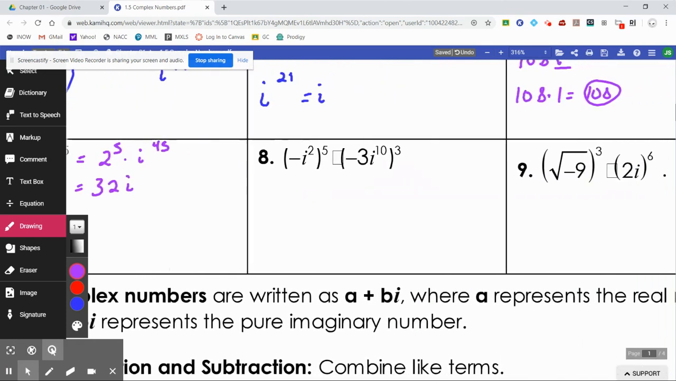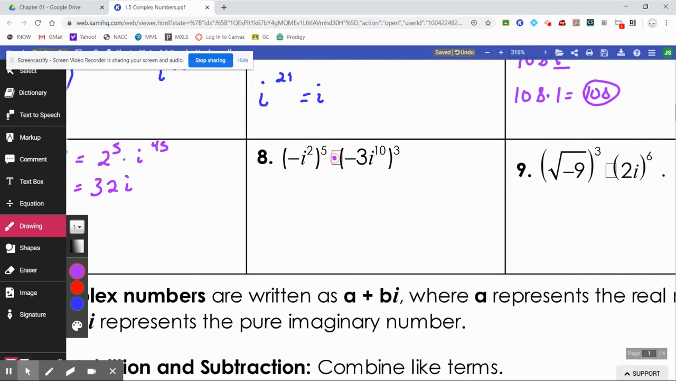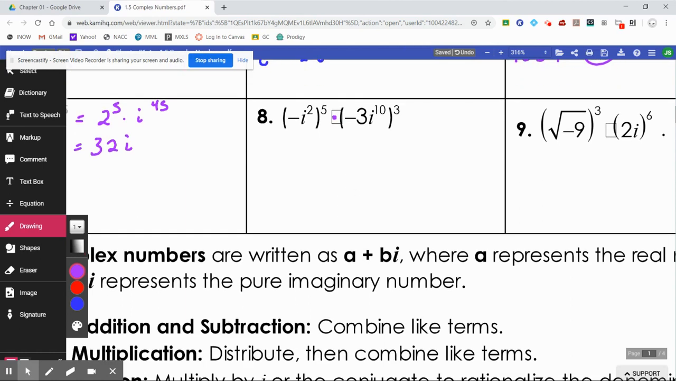So i to the 45th would start over here and would be just plain i. On number 8, we also left off the multiplication dot for some reason. So these two things are simply being multiplied together. In the first set of parentheses, -i squared to the 5th. We've got to raise both -1 to the 5th and i squared to the 5th. Because again, anytime you see a negative, it's like a -1. -1 to the 5th will still be a negative. i squared to the 5th will be i to the 10th.